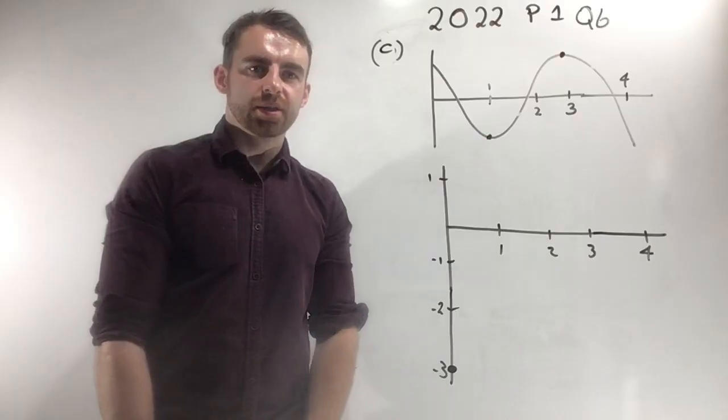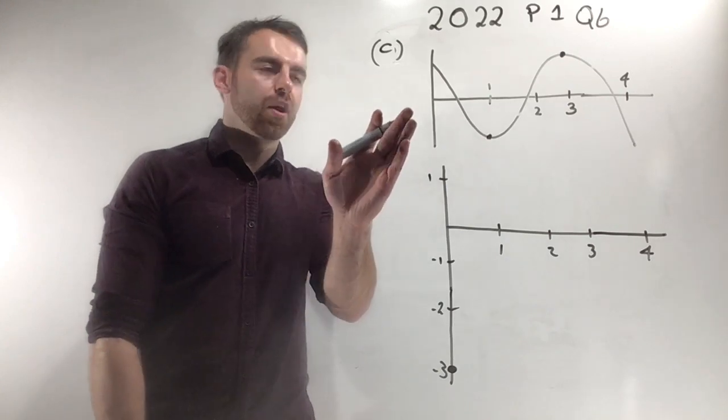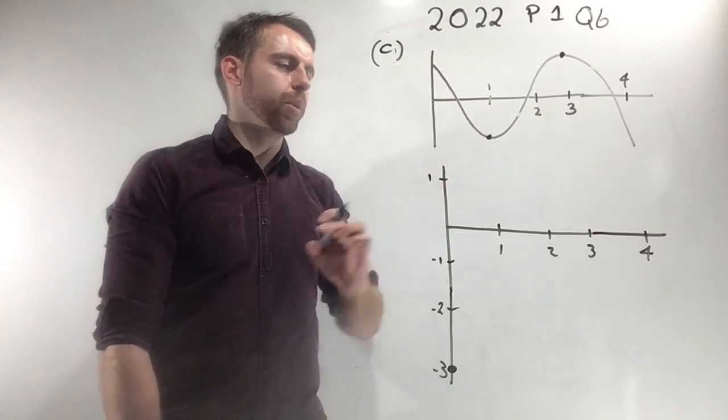In the final part of question 6, we're given a curve of p of x, which is a cubic curve.